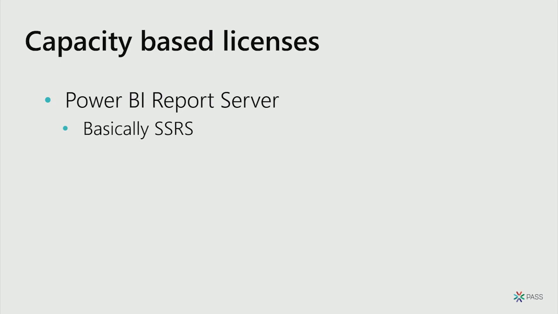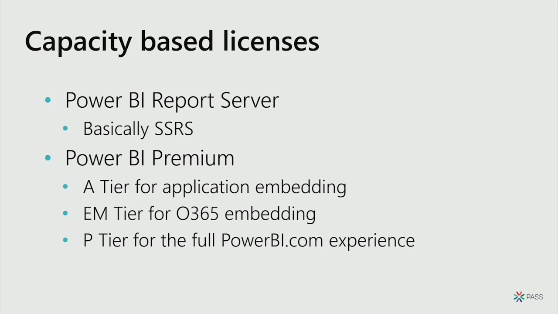It's basically the same, it's just licensed differently. There are two ways to license it. You either need Enterprise Edition plus Software Assurance, so core-based licensing, that's a lot of money, or you need Power BI Premium, the P level, which we'll talk about, which is also a lot of money, and then you get that included. So capacity-based licensing, the first option is Power BI Report Server. It's SSRS, just a different licensing model. The other option is Power BI Premium.